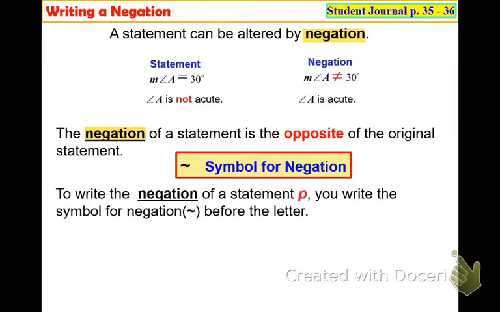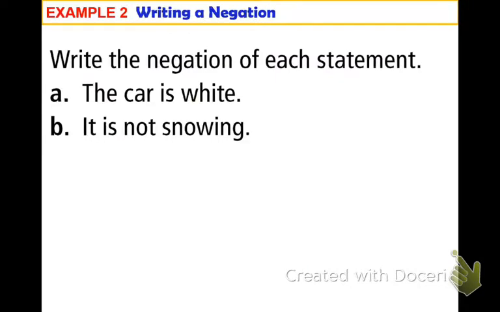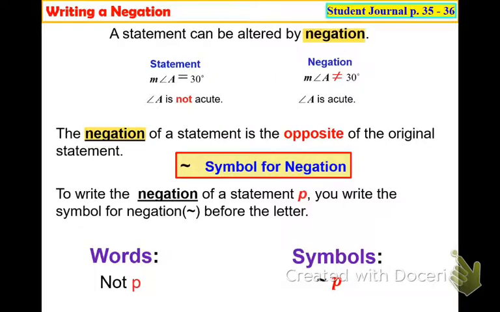All right, so to write the negation of statement P, you would write the symbol for negation before the letter. So instead of saying not P in words, the symbol will look like squiggle P. You don't have to write that down at the minute. We're going to learn the 3 types of sentences, and it'll make more sense.